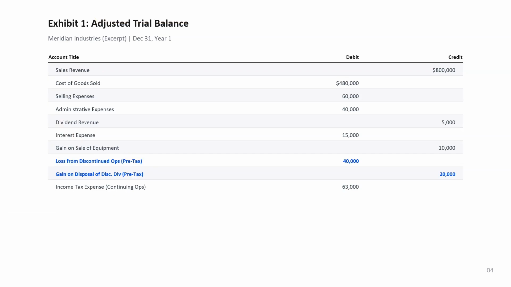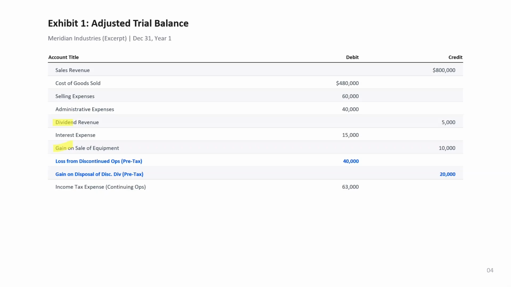Okay, now let's take a closer look at our trial balance. So this is our source document and every number you see here must be used and classified correctly. And now look closely at the non-operating items. We have a dividend revenue here. And we also have gain on sale of equipment.